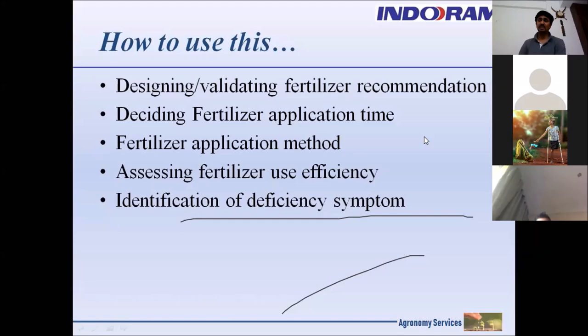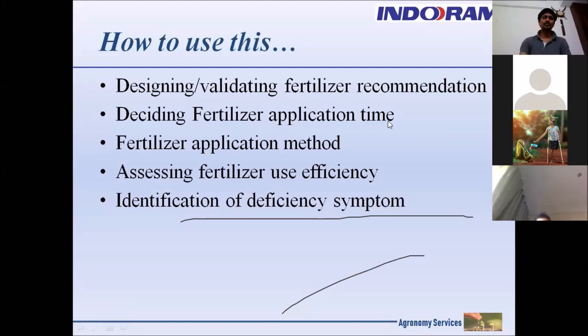Identification of a deficiency symptom: if the nutrient is mobile inside the plant, where should the deficiency of these nutrients appear? So that type of use of this information you can apply, and ensure delivery of your responsibility and role.